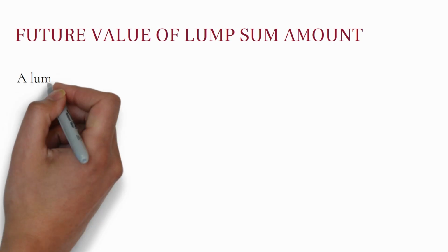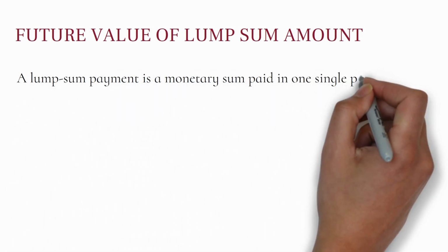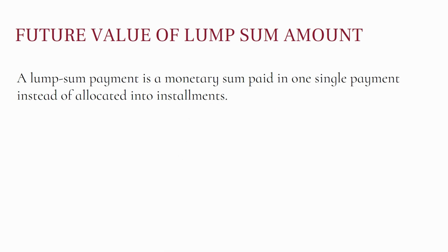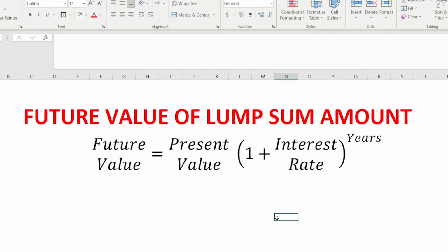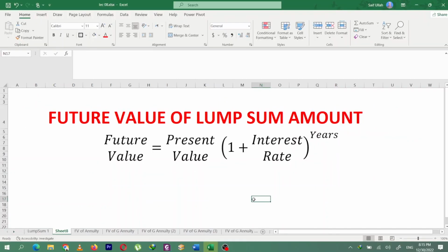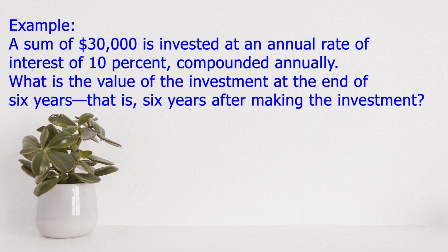A lump sum payment is a monetary sum paid in one single payment instead of allocated into installments. The future value of lump sum amount is computed by using this formula. Future value is equal to present value times (1 plus interest rate) raised to the power n. Let's suppose a sum of 30,000 is invested at an annual rate of interest of 10% compounded annually. What is the value of the investment at the end of 6 years, that is 6 years after making the investment?